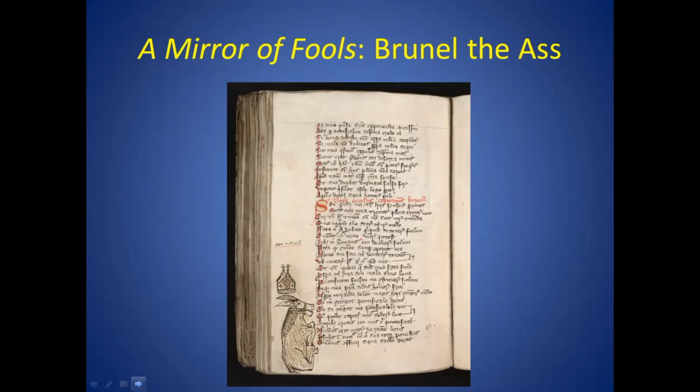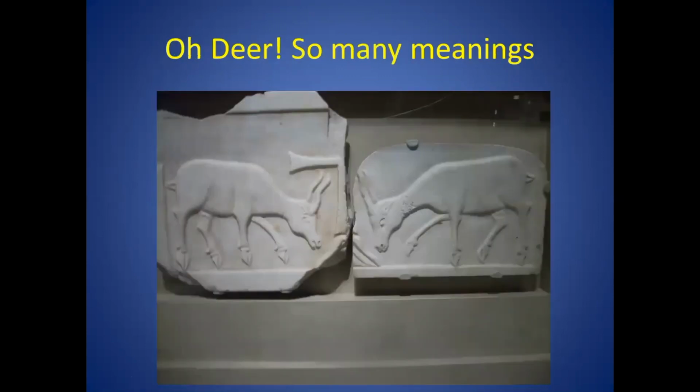So this association with ignorance and the donkey or ass really developed in the Middle Ages and came out of this consolation of philosophy and the pejorative reference to the ass playing a harp, a lyre. We'll close up with the deer.